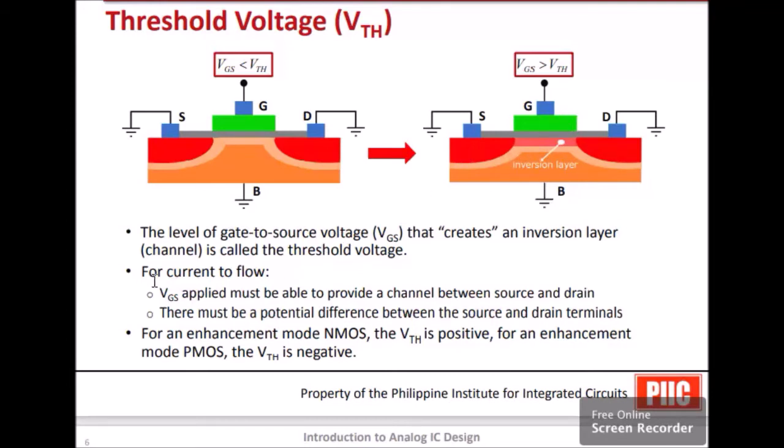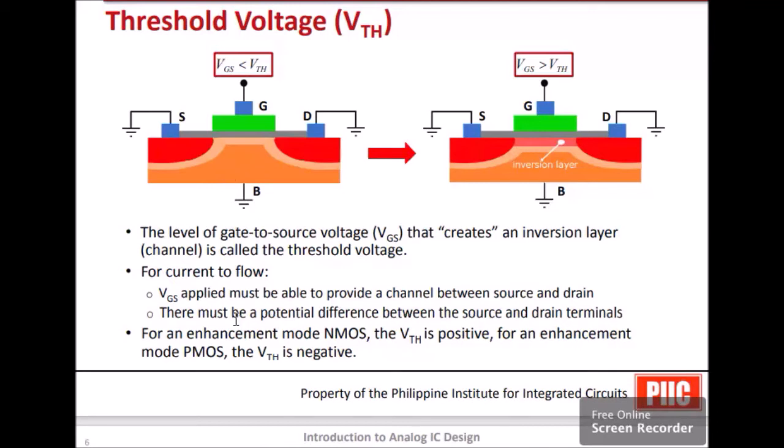So, paano na ngayon? For the current to flow, kaya nga nilalagyan ng channel, kasi ang goal natin, makapag-flow yung current. Di po ba? Kasi para switch siya. So, for the current to flow, VGS supplied must be able to provide a channel between the source and drain. Kailangan yung VGS dapat greater than the VTH para magkaroon tayo ng inversion layer. Kasi pag less than the VTH, paano makakatawid yung ating mga electrons? Kasi electricity is just the flow of electrons. Kung wala siyang dadaanan, eh di walang flow ng current. Okay, so kailangan yung VGS must be greater than VTH.